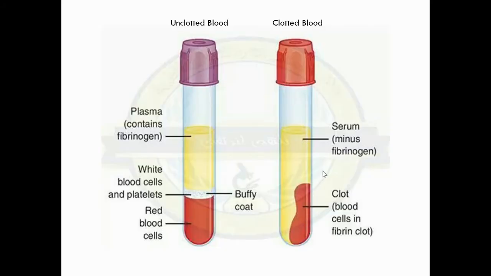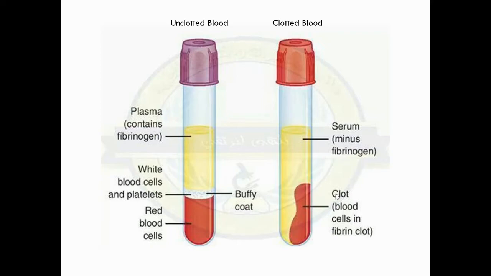So you can see here, ang plasma kay nag-contain of fibrinogen. So for example, EDTA kay walay anticoagulant. So meaning, dili gyud mo clot ang ato ang blood sample. Now, naa siya white blood cells and platelets, and naa pod siya RBCs. This is the buffy coat. This separates the RBCs from the plasma. And now we have the clotted blood here, serum minus fibrinogen, and ang clot, so the blood cells in fibrin clot.